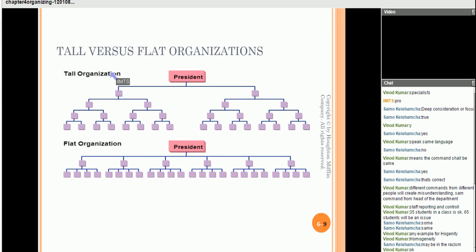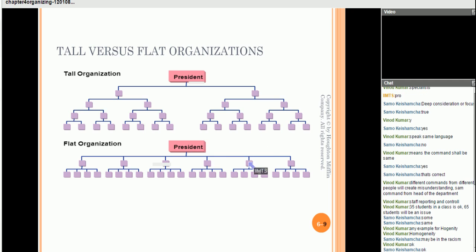So you can see the structures here. Tall organization: the president at the top, then we have the bosses, 1, 2, 3, 4, 5 and 6. This is a tall organization. Then a flat organization is this one: 1, 2, 3, 4, 1, 2, 3, 4 under one boss, and these are all under the president. Alright? Clear? Vinod and Samu?